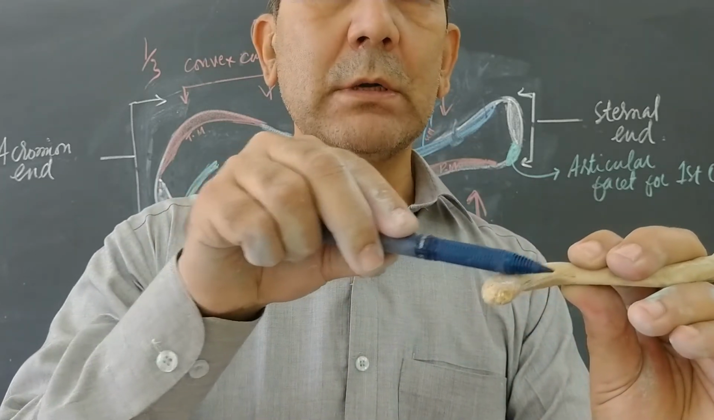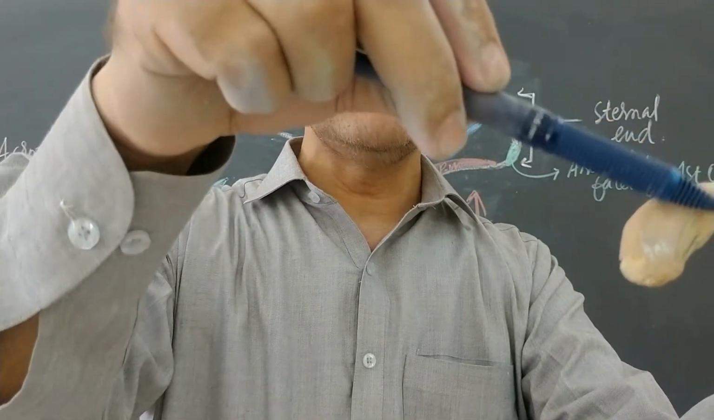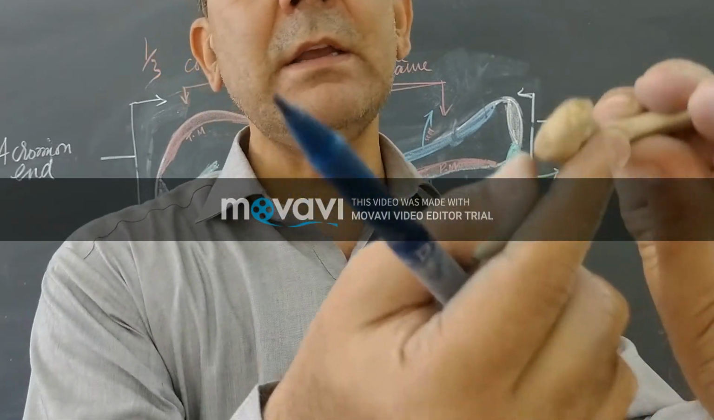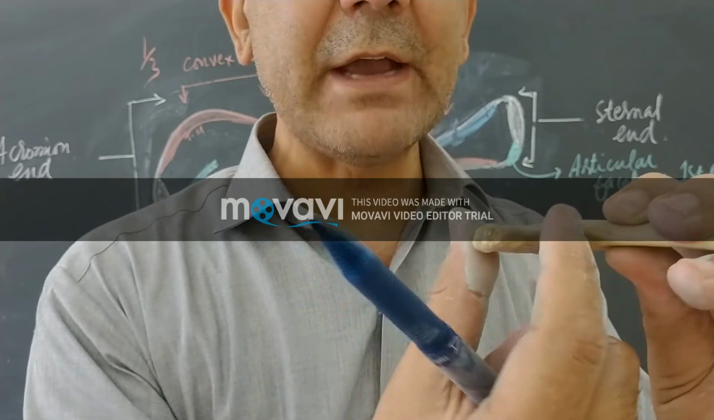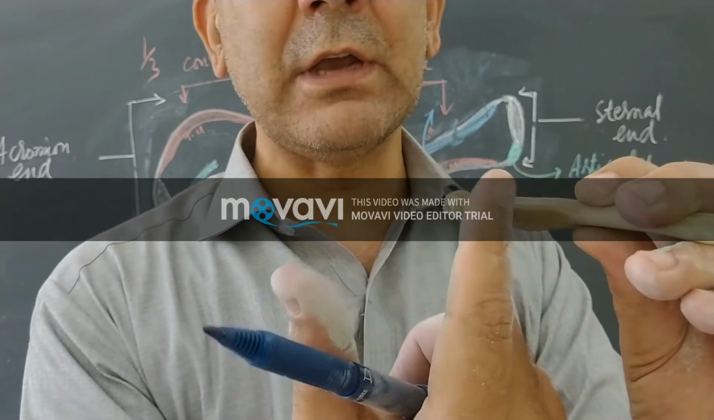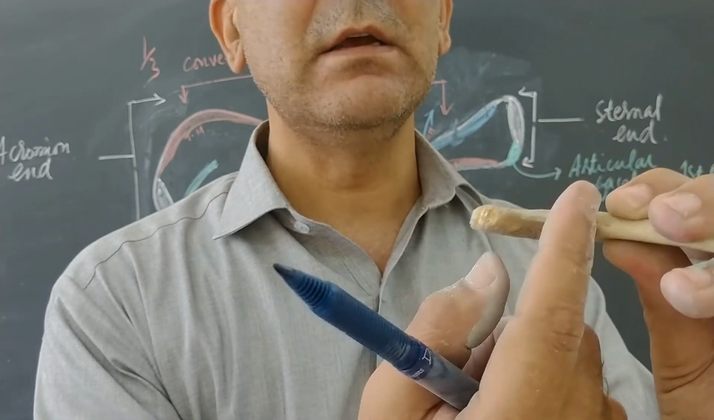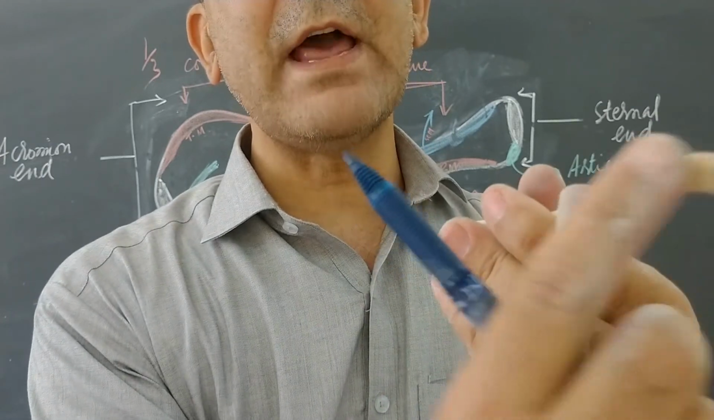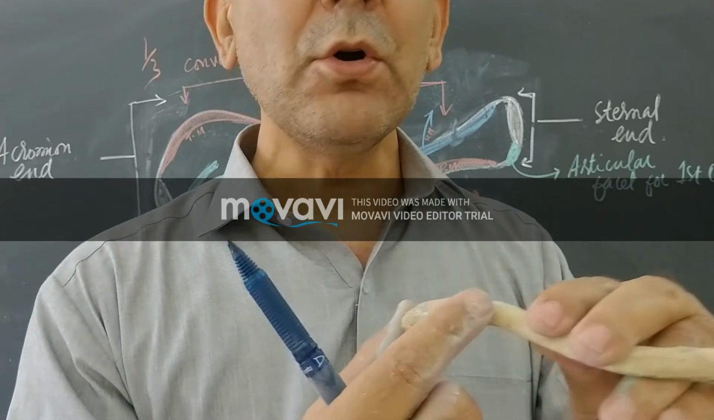The upper surface is called the superior surface, and this surface is called the inferior surface. And this is a sharp ridge-like structure at the anterior concave area. This is called the anterior border, and the posterior side is a rough structure. This is called the posterior border.